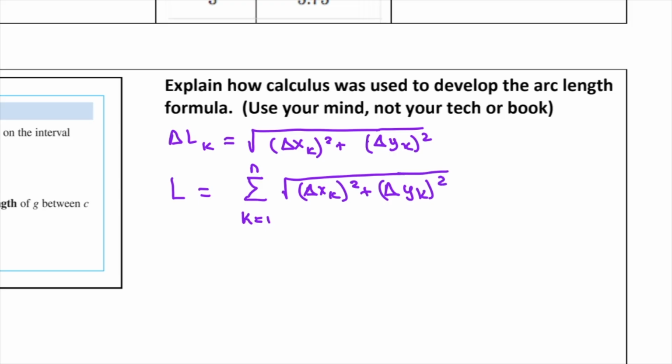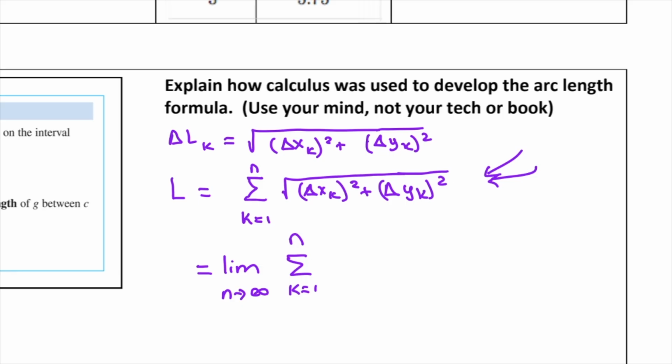Now, in order to turn our summation notation into an integral problem, we need the limit as n goes to infinity, so that we're creating an infinite number of slices for the sum from k equals 1 to n of our function that we have. But notice in this one, we don't have a delta x or a delta y sitting outside that square root. And that's where algebra comes in.